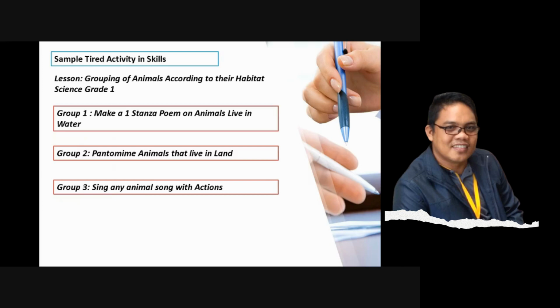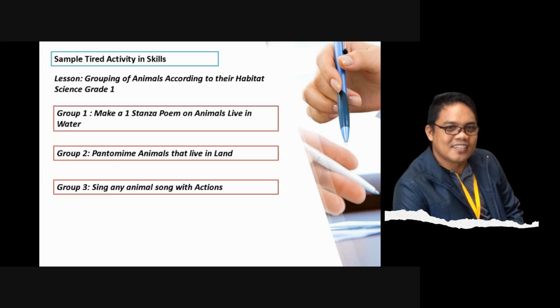For group 1, make a 1-stanza poem on animals live in water. For those pupils who love to write. Second group, pantomime animals that live in land. So for those pupils who love to act. And group 3, sing any animal song with action. So for those pupils who love to sing. So different activities but the same lesson. And these tiered activities are under the skills. These are the examples of an activity that you can use in your lesson preparation.